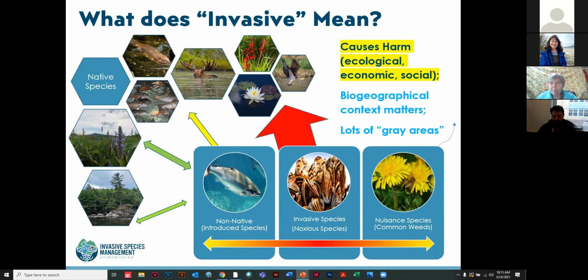Rainbow trout have been introduced to this area as a sport fish, and it depends pond to pond, right, of what other species are present in that pond that a rainbow trout might cause harm to. It might not cause any harm because other species are no longer present. So it gets really complicated. So I just want to point out this causing harm: ecological, economic, and social.